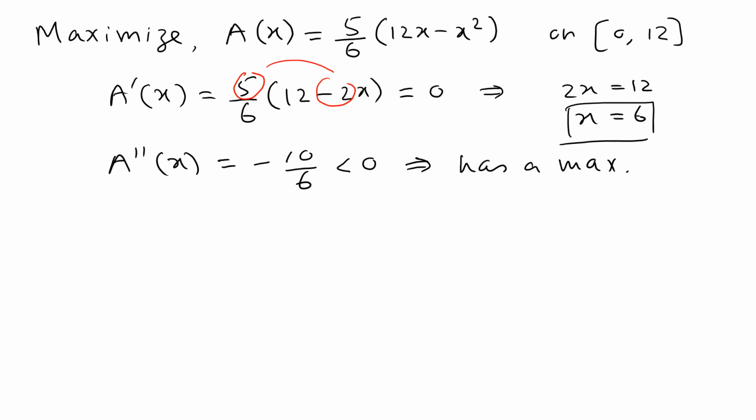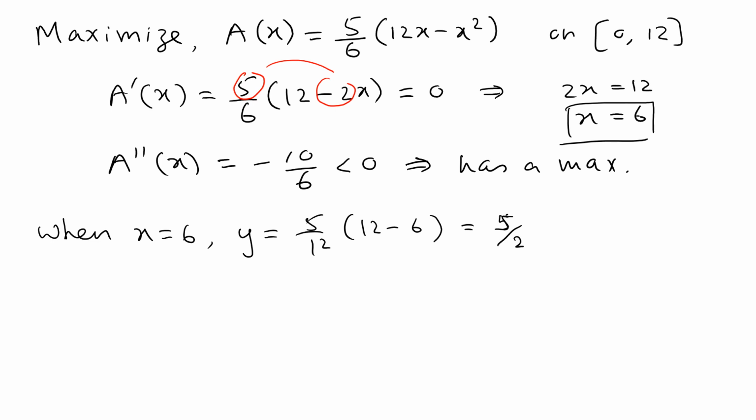So that means we can find the maximum value. What we do is find the corresponding y value now. So we can say when x equals 6, you can see that y equals 5 over 12 times (12 minus 6). So you're going to get 5 halves as the y value. So now we can write the largest area.